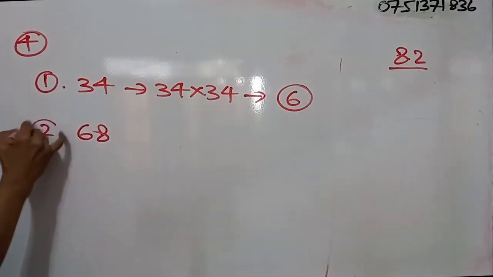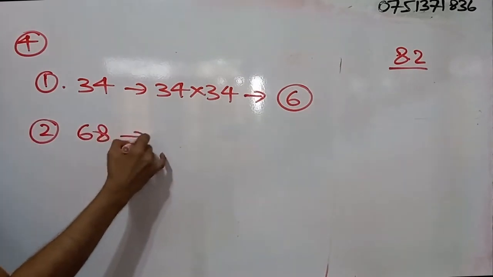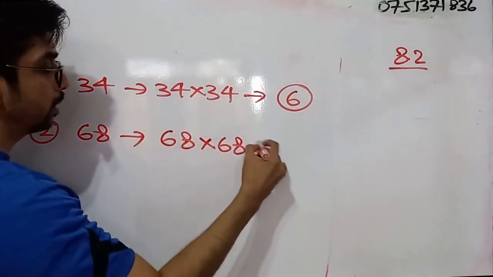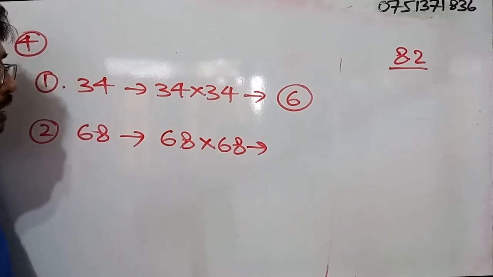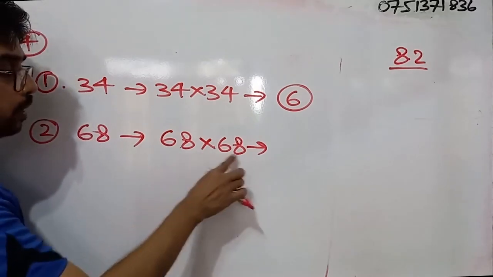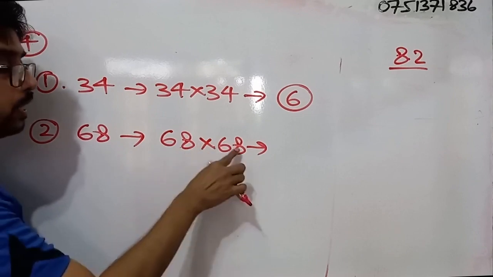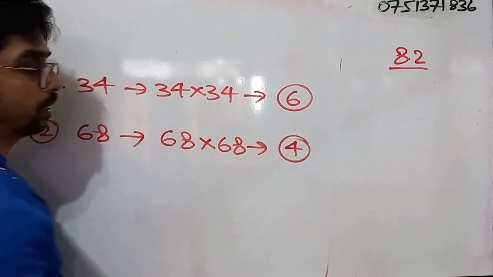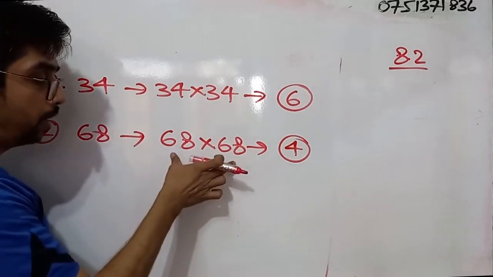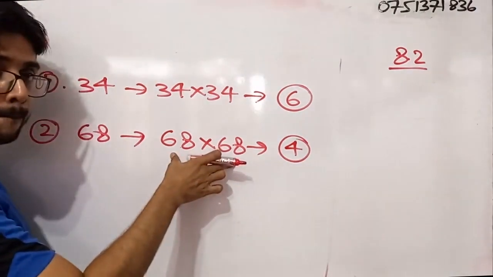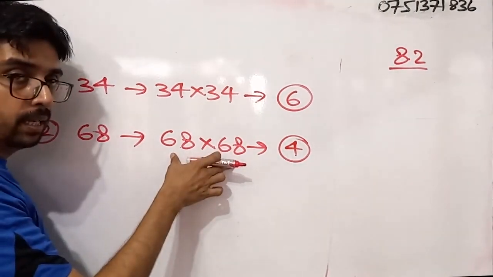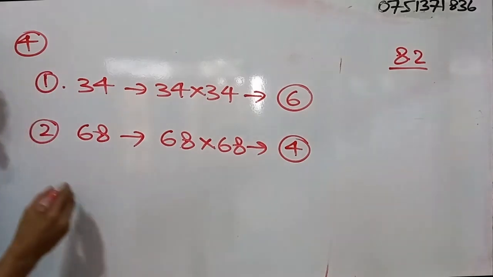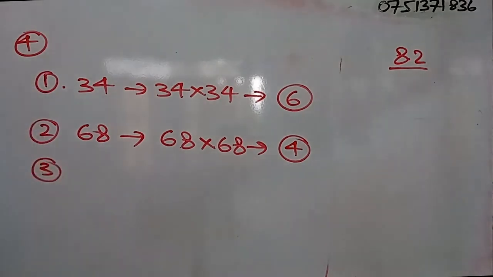So next one we have what? Part 2, we have 68. Right? So square means what? 68 into 68. So the digit on the ones place is what? 8. 8 into 8 is what? 64. When we calculate the square of this number, the digit on the ones place is what? 4. Right. Part 3, what do we have?